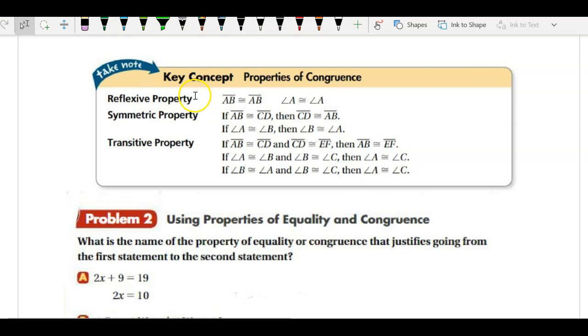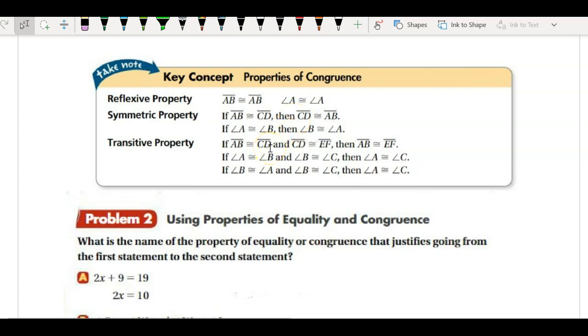Okay, so now we have some properties of congruence, and I'll have a sheet for you to print out, or I've probably already given you one in class. Briefly, the reflexive property of congruence is basically looking in the mirror. AB equals AB, or AB is congruent to AB. The symmetric property: the order that you state them doesn't matter. You can say segment AB is congruent to segment CD, just as well as you can say segment CD is congruent to segment AB.